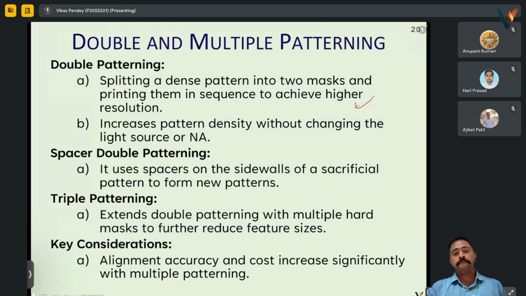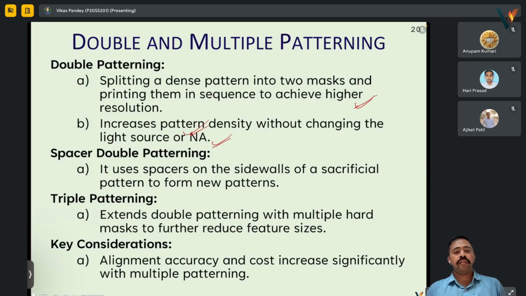Okay, so we can increase the pattern density without changing the light source or numerical aperture. So this is one simple solution, but it will increase the number of steps. Again, alignment and these problems will be there.